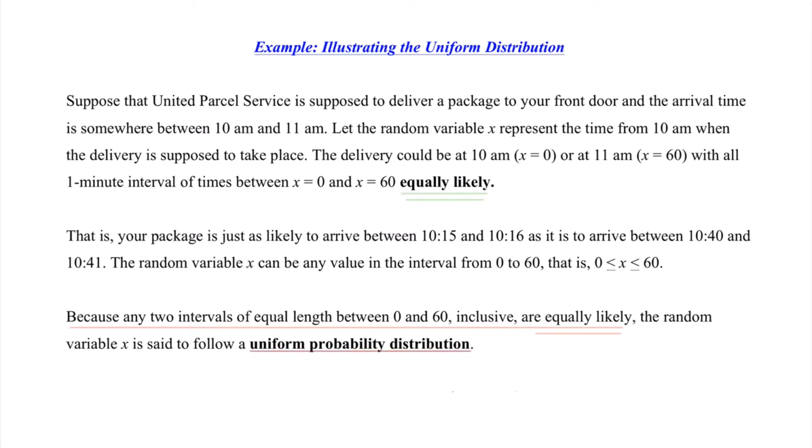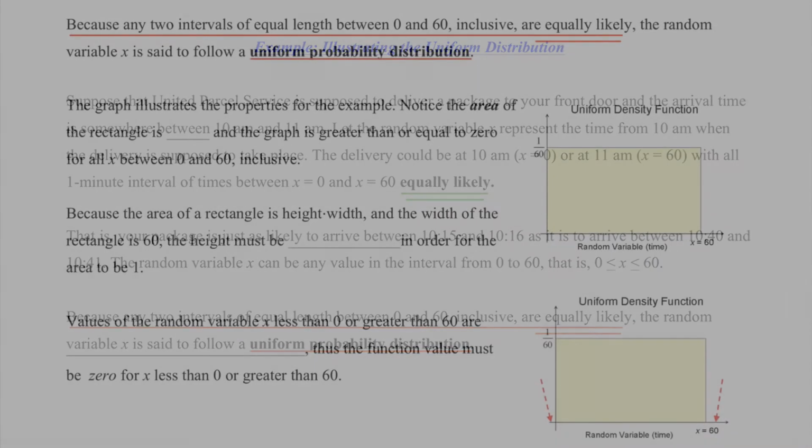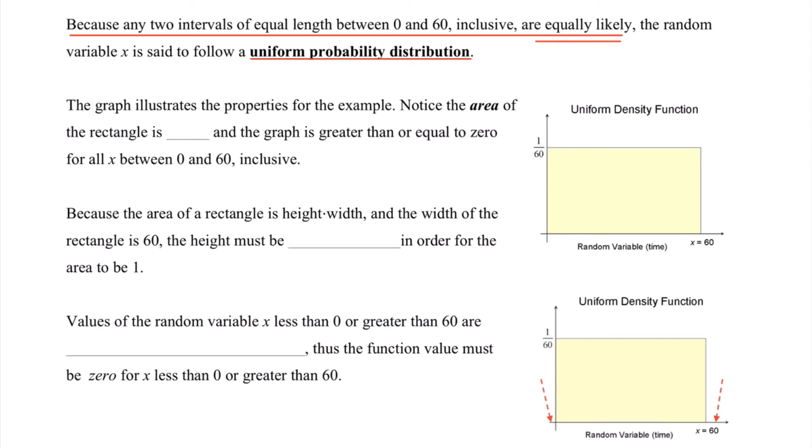Now this is the key aspect. Since each 1 minute interval is equally likely to occur, that allows us to recognize that we have a uniform distribution. So that's our first layer. We know that we have a uniform distribution that we're working with. First, the graph illustrates the properties for the example we're discussing. Notice the area of the rectangle is 1 and the graph is greater than or equal to 0 for all values of x between 0 and 60 inclusive.